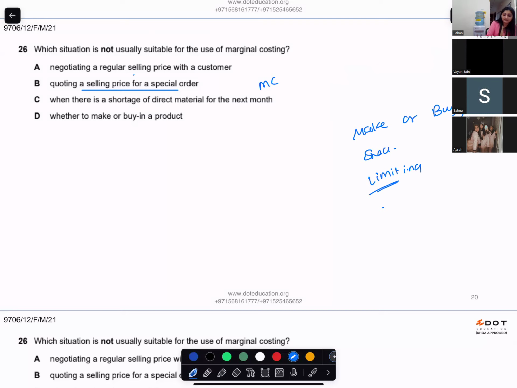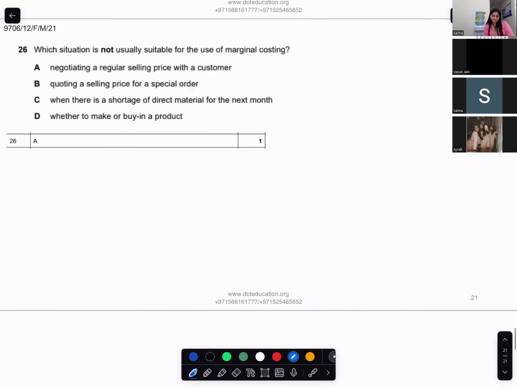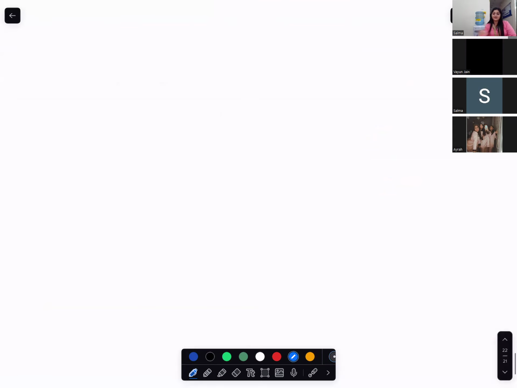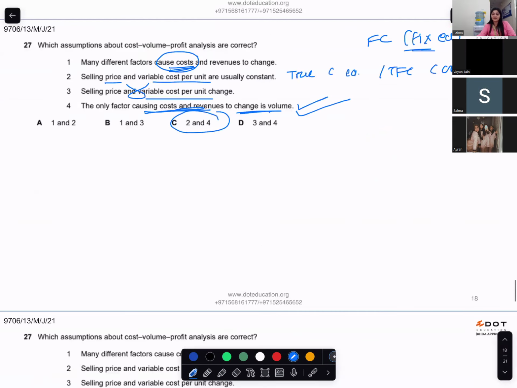But negotiating a regular supply price with a customer, is this a part of marginal costing? Only for special orders. Only for special orders you need to do this. Otherwise, negotiating price is not a part of marginal costing. Are you with me? Yes. So with this, we complete sums for CVP analysis.